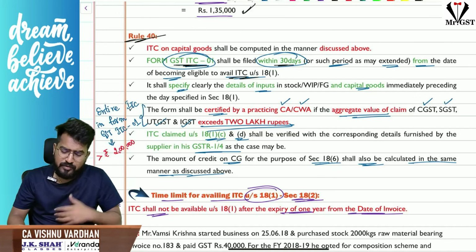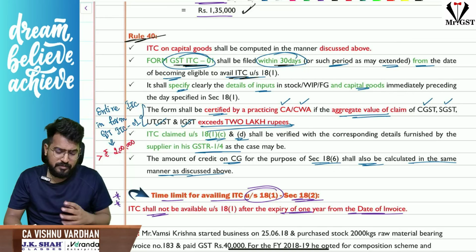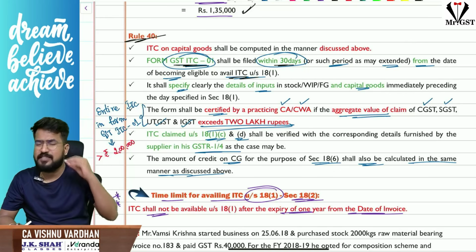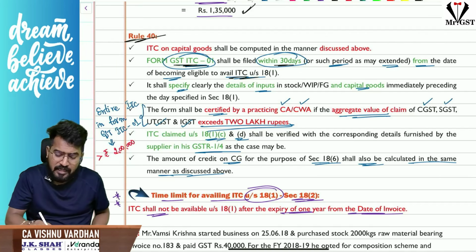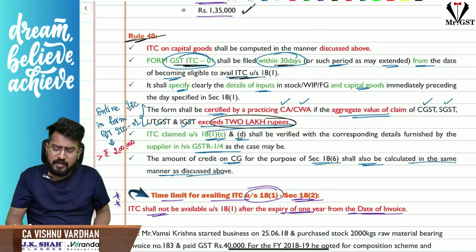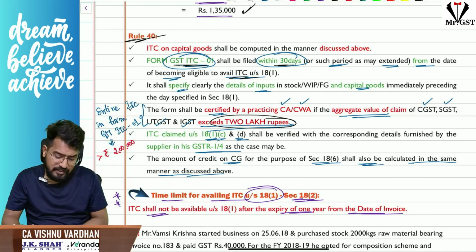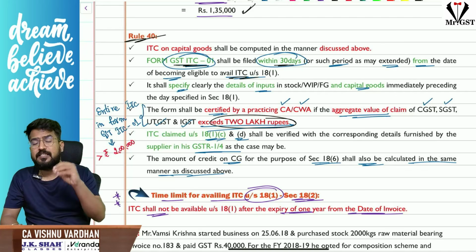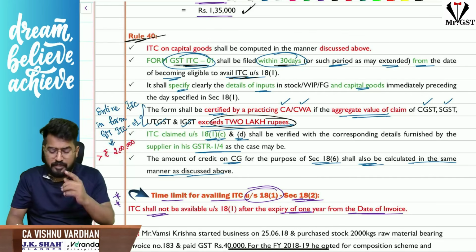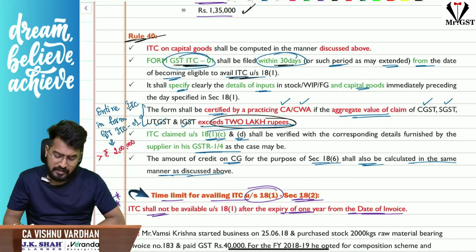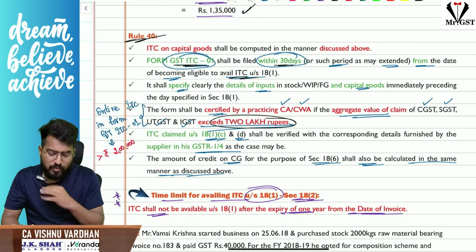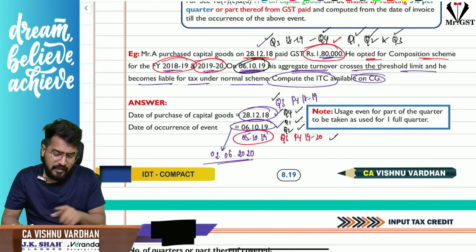And in that you should give the details of inputs and capital goods, whatever you are eligible for. And suppose the amount, CGST, SGST, IGST all put together, whatever ITC you are claiming, if it is exceeding 2 lakh rupees, then you should get it certified by a chartered accountant or cost accountant who is in practice. I repeat, if the entire eligible ITC in form GST ITC 01 is exceeding 2 lakhs, then you should go for certification from a practicing chartered accountant or cost accountant. That is the concept. So that is what Rule 40 says. Rule 40 is the procedure for calculating all that.